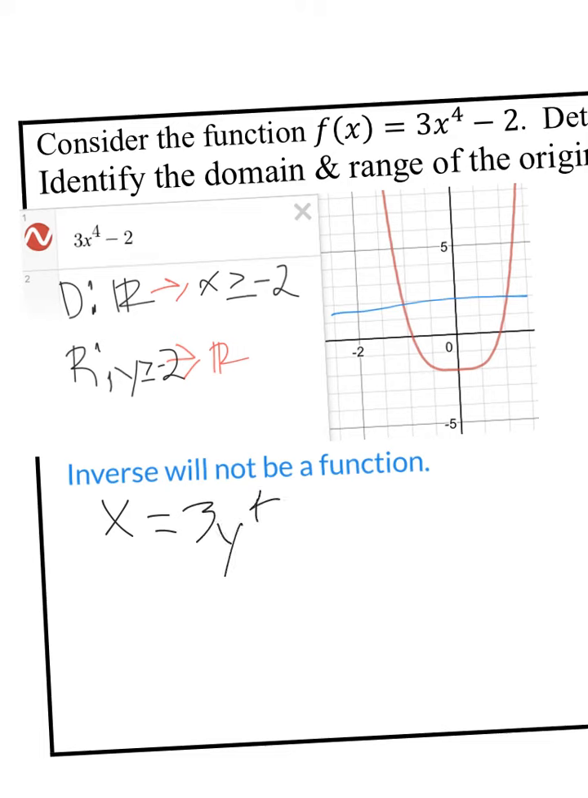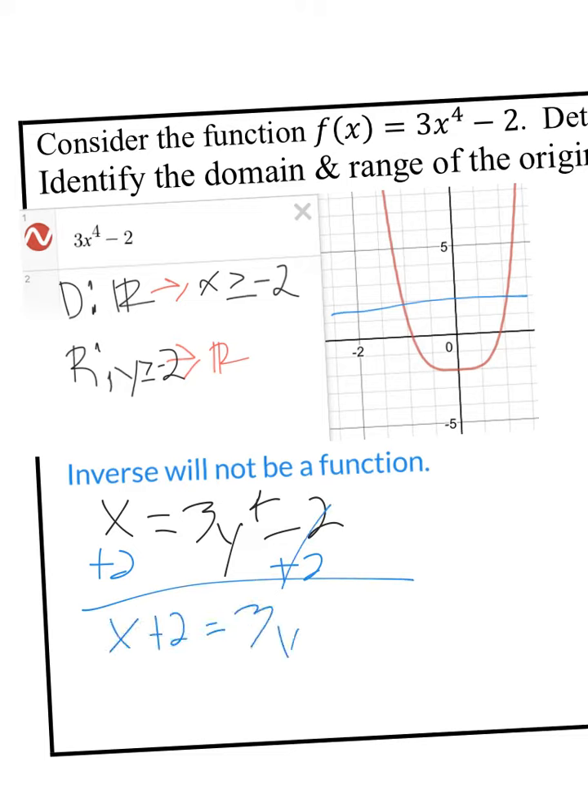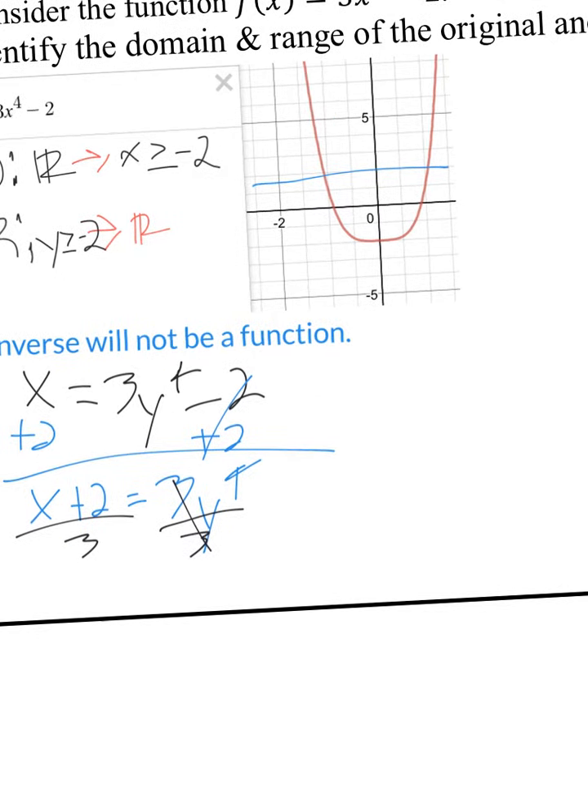So I'll write x equals 3y to the fourth minus 2. So I can add 2 to both sides. I get x plus 2 equals 3y to the fourth. I can divide both sides by 3. And I'll just leave it as that fraction. So I get y to the fourth equals x plus 2 over 3. So get rid of the fourth power by fourth rooting.